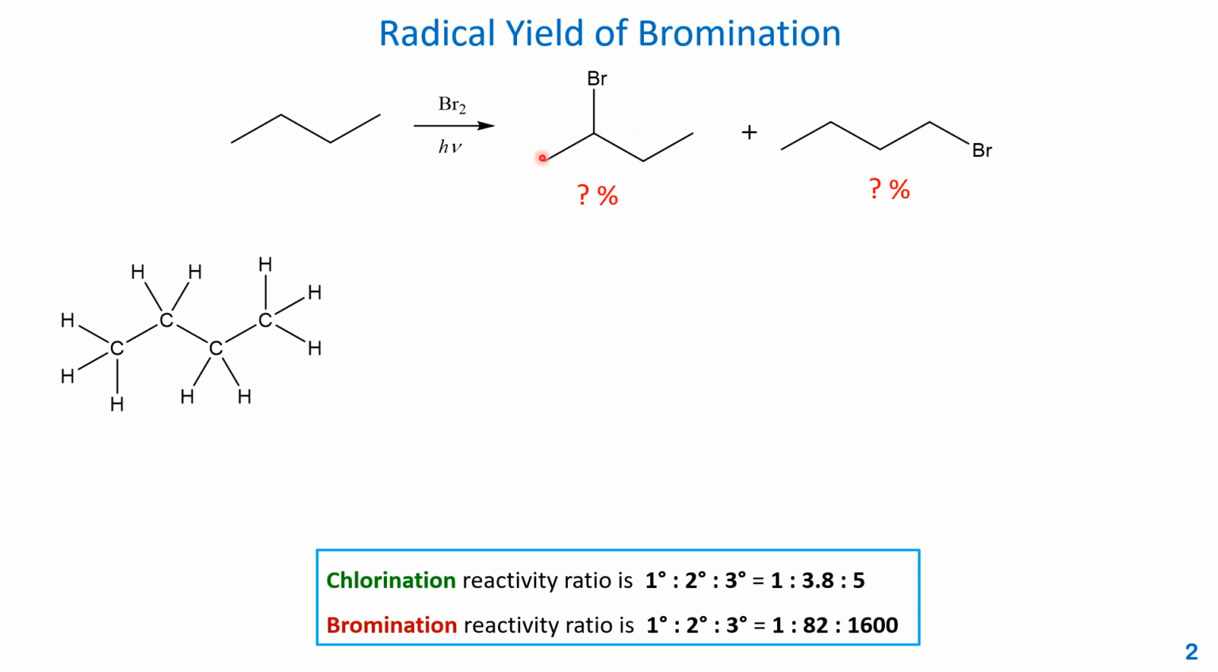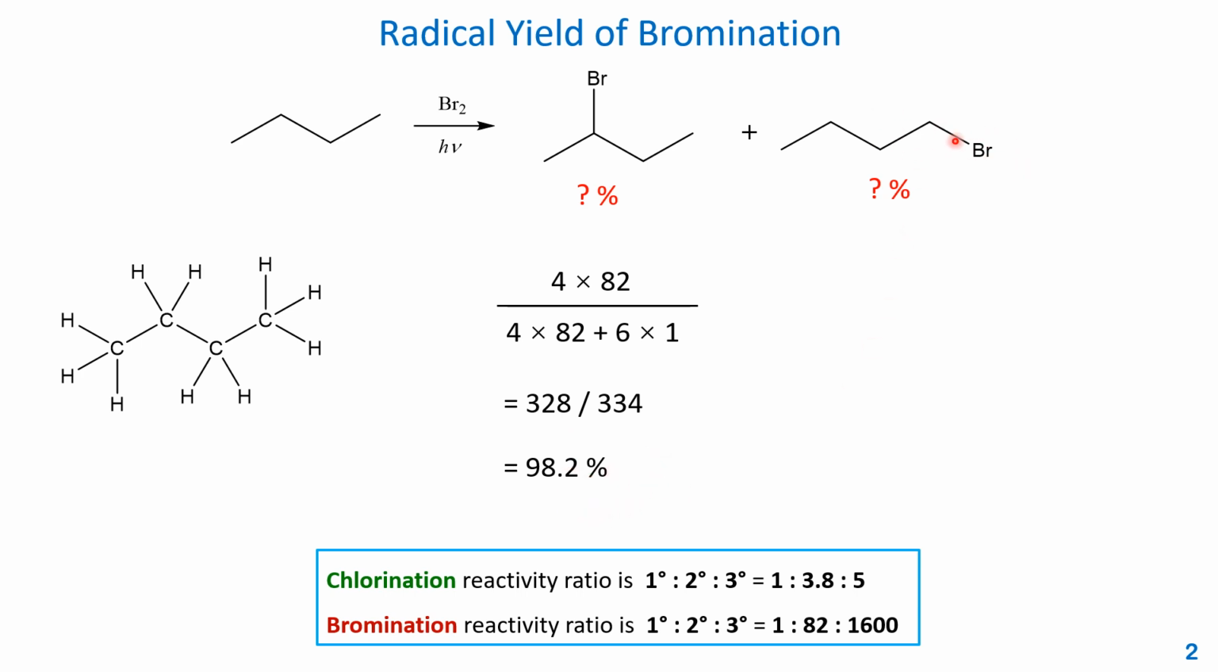For 2-bromobutane, we can use 4, because any of the 4 hydrogens can be replaced by bromine to form the same product. 4 times 82. This time it is 82 because for bromination, the reactivity of the secondary hydrogen is 82. Then divided by 4 times 82 plus the 6 primary hydrogens times 1. So this time it is a different number. That will give you 98.2%.